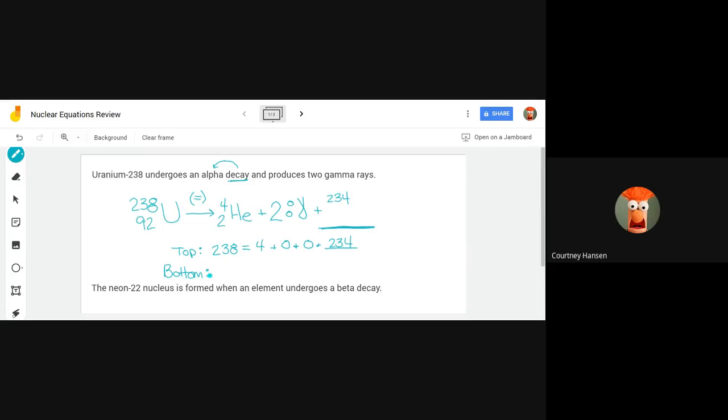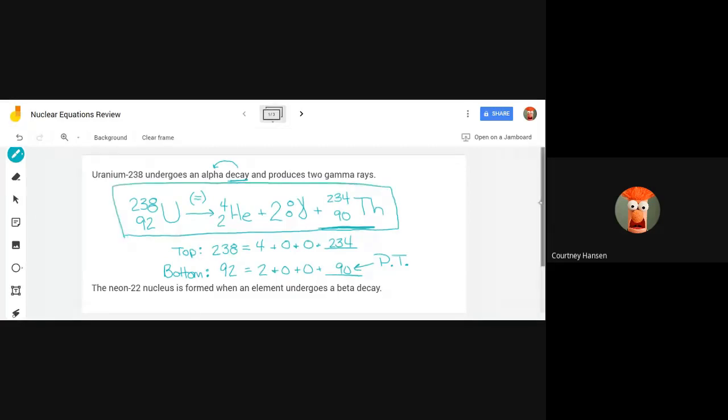We're going to turn it into an addition problem. 92 is equal to 2 plus 0 plus 0 plus something we don't know. And that would have to be 90. So 90 is the bottom number. And this is the one that we go and look at the periodic table to see what element is element number 90. That's going to be thorium, which is Th. So now we've got our complete nuclear equation. Let's go ahead and keep practicing.